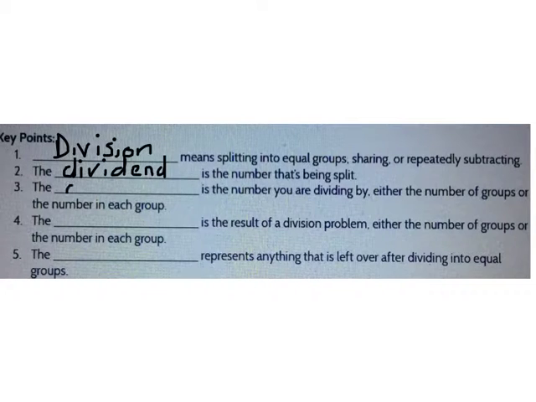The divisor, D-I-V-I-S-O-R, is the number you're dividing by. And that can either be the number of groups or the number in each group. When you divide, the answer or result is called the quotient, Q-U-O-T-I-E-N-T. And if the divisor is the number of groups, the quotient is the number in each group. If the divisor is the number in each group, the quotient is the number of groups.